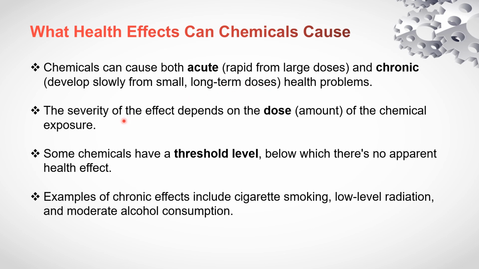The severity of the effects depends on the dose or the amount of the chemical exposure. Some chemicals have threshold levels below which there is no apparent health effect, but beyond the limit they are disastrous to human life. Examples of chronic effects include cigarette smoking, low-level radiation, and moderate alcohol consumption.